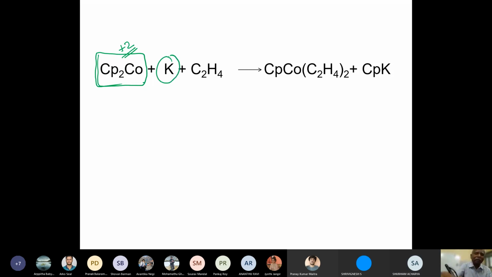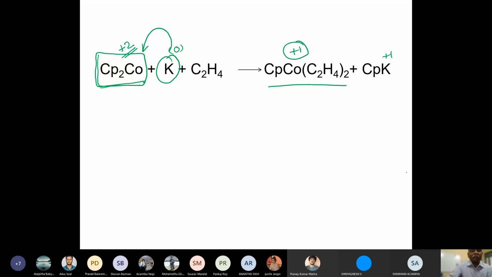So we are adding potassium, and you please look at the screen. I asked you what is the oxidation state of cobalt in this bis-cyclopentadienyl cobalt. So that is +2. And what is happening is potassium is pumping in 1 electron into this system, and here it is +1. And potassium has become +1, and this was 0 here. Potassium 0 here. So that's how we have balanced the electrons.